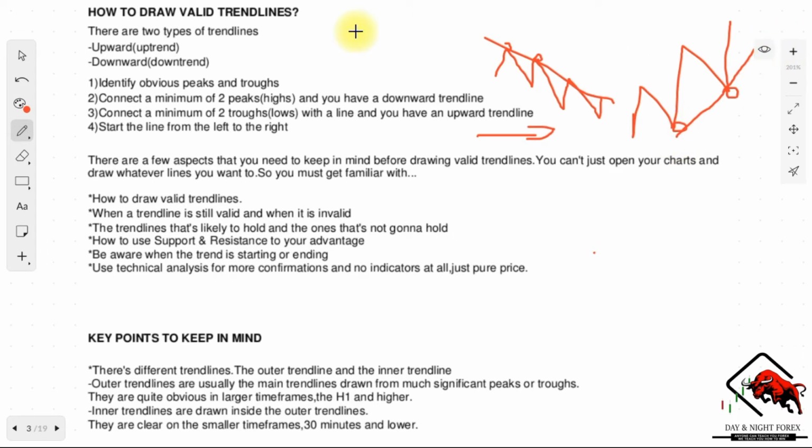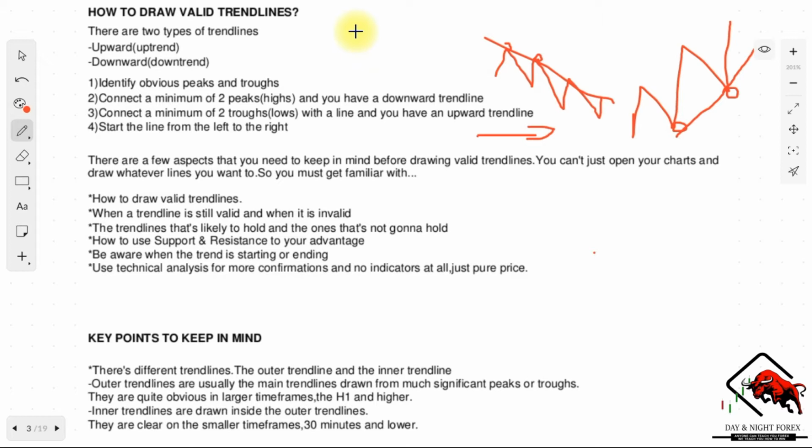There are a few aspects that you need to keep in mind before drawing valid trend lines. You can't just open your charts and draw whatever lines you want. So you must get familiar with firstly how to draw valid trend lines. As we just showed you, you look for the peaks and then the troughs, the obvious ones, right? You mustn't force them. They must be clear and pretty much obvious, right? And at the same time, you also need to understand when a trend line is still valid and when a trend line is invalid, right?